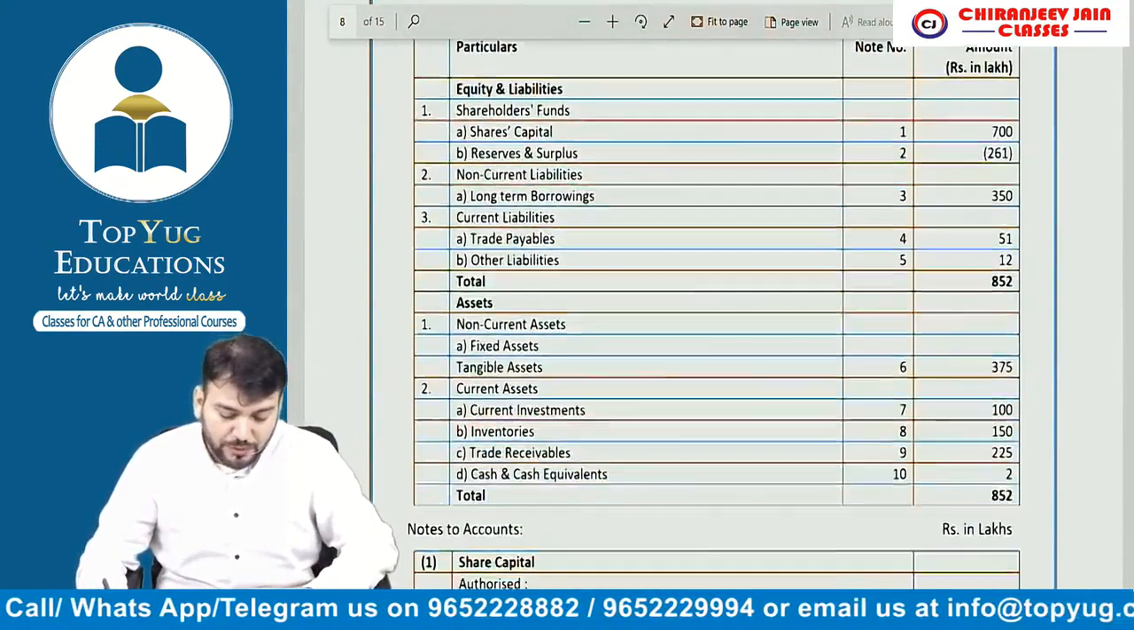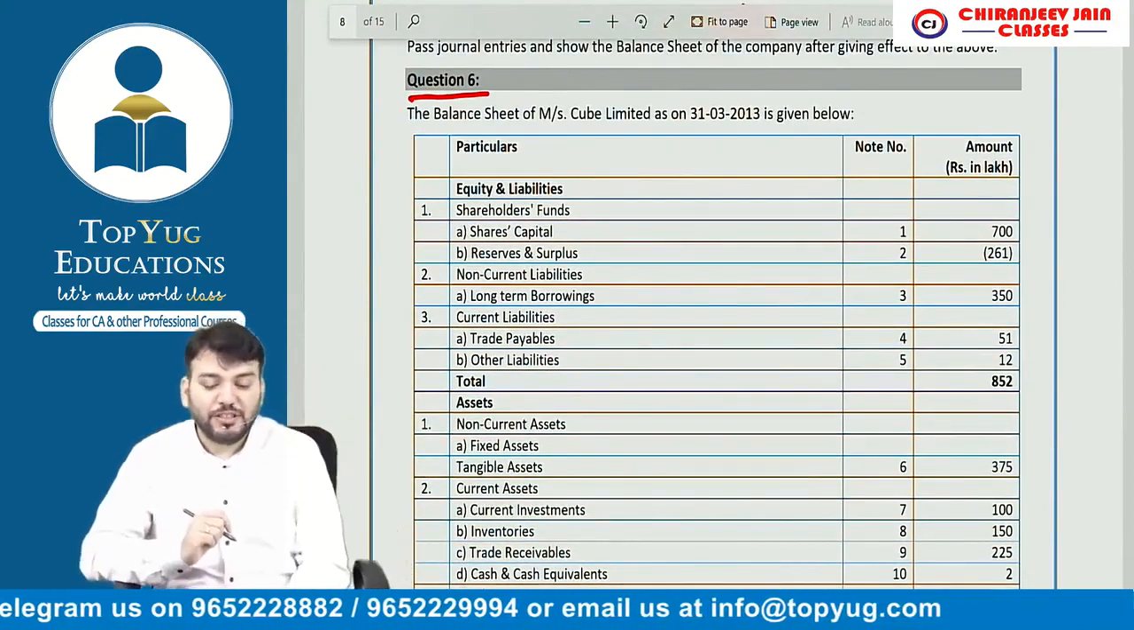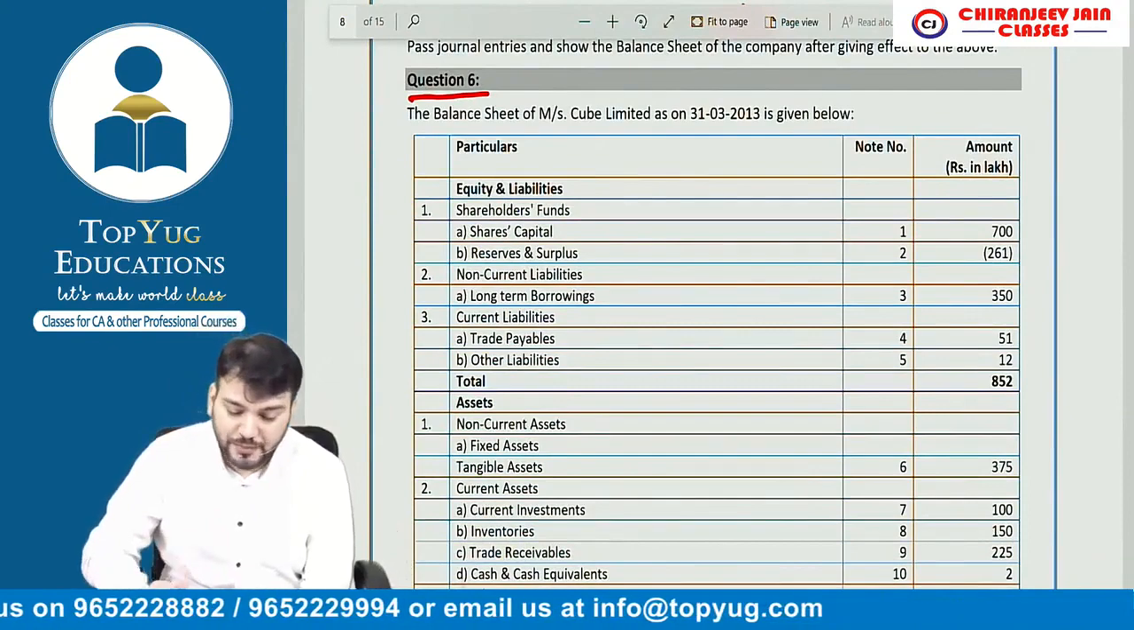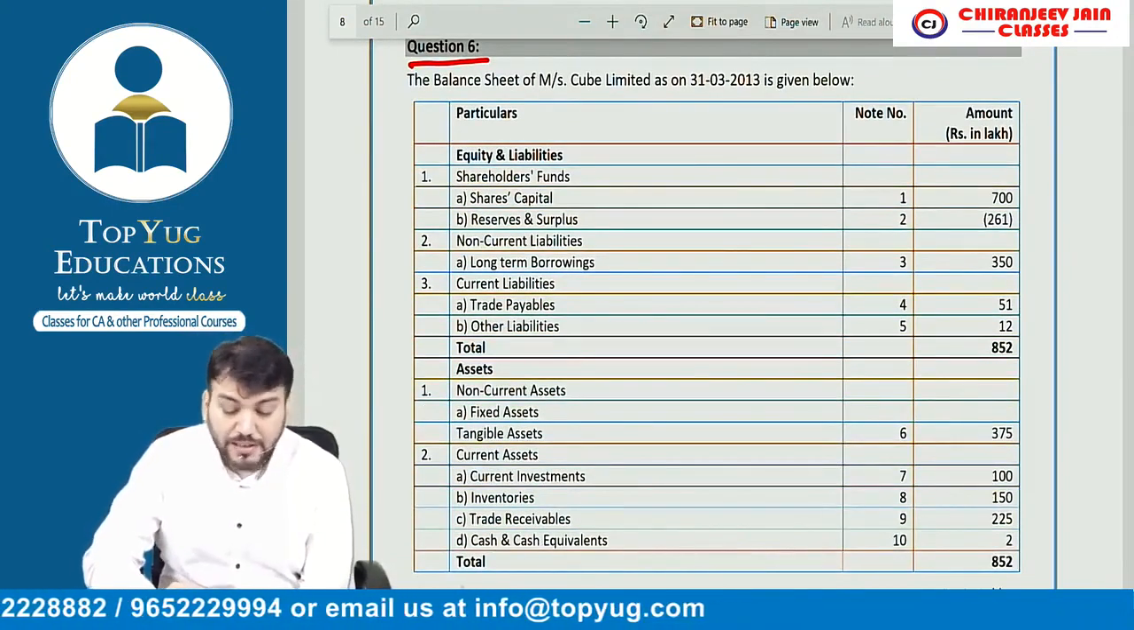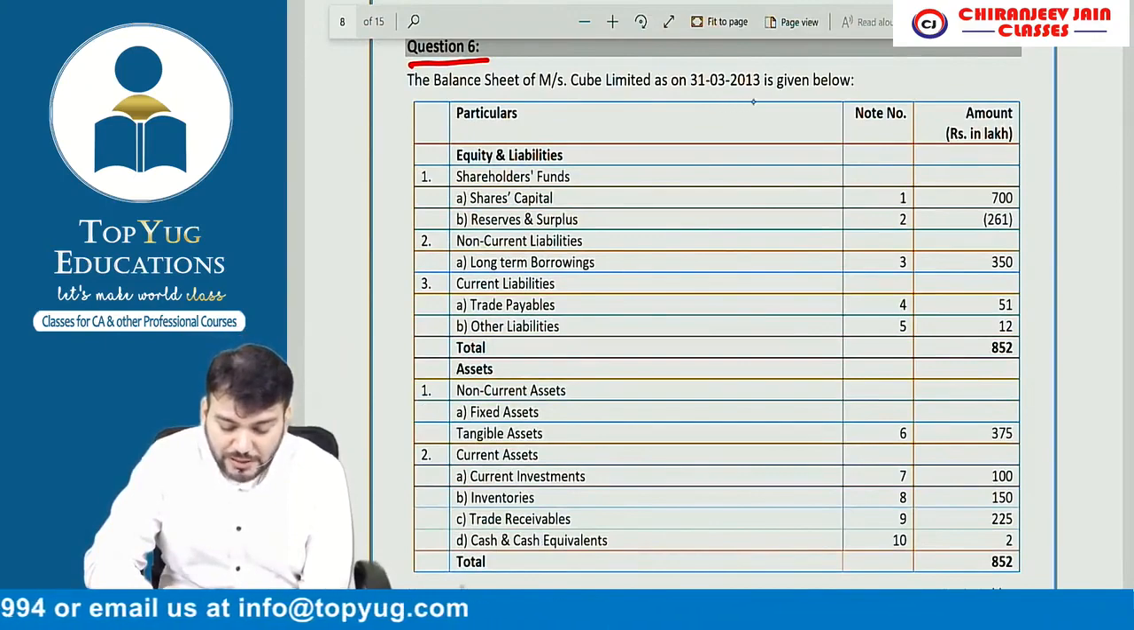So come to question number 6. Question number 6. Can you come to question number 6? Yes sir, come. Okay. So the balance sheet of Messrs Cube Limited as on 31st March 2013 is given below.